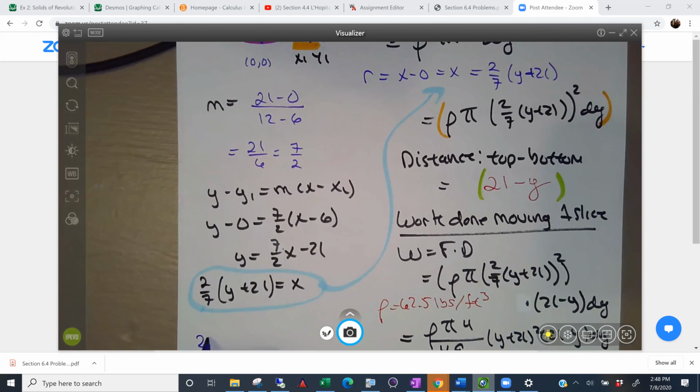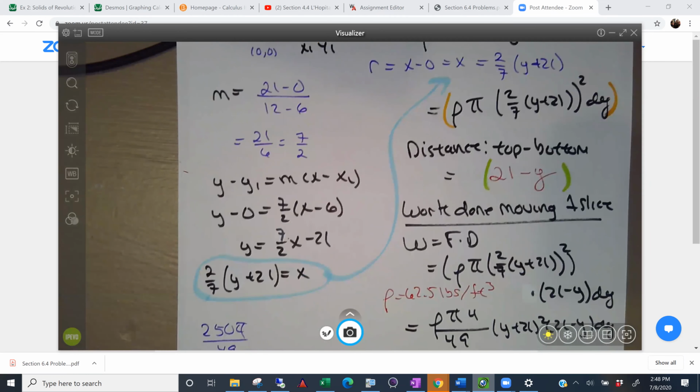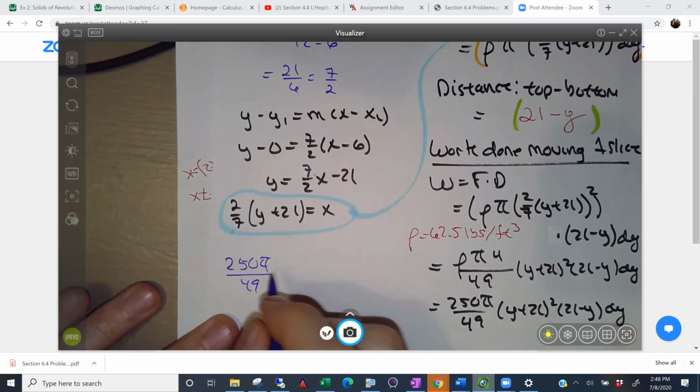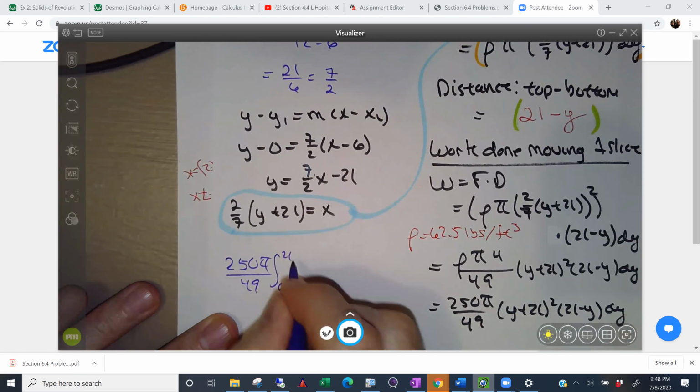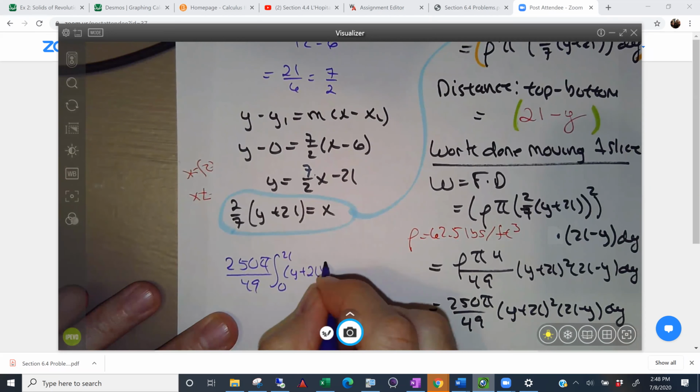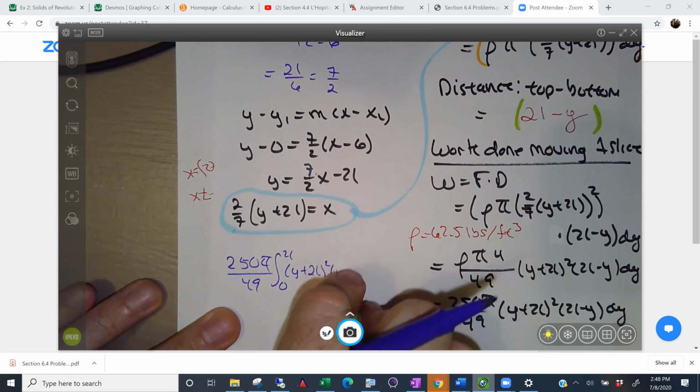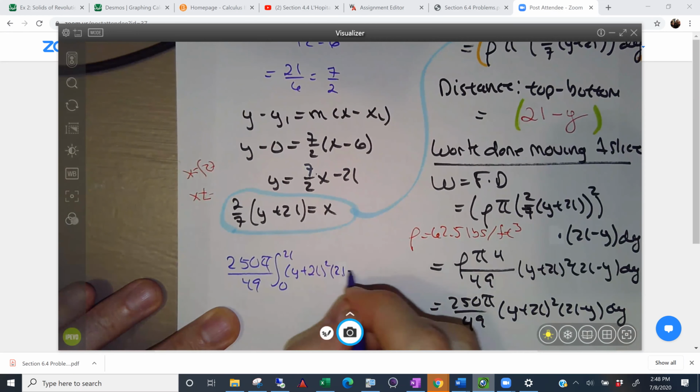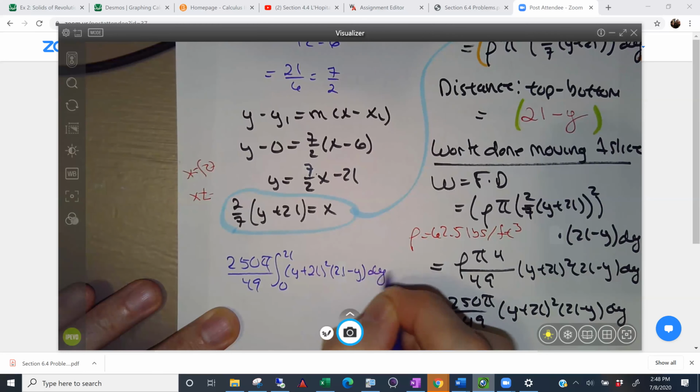Let's finish this up. 250 pi over 49 times the integral from 0 to 21 of y plus 21 squared times 21 minus y, 21 minus y dy.